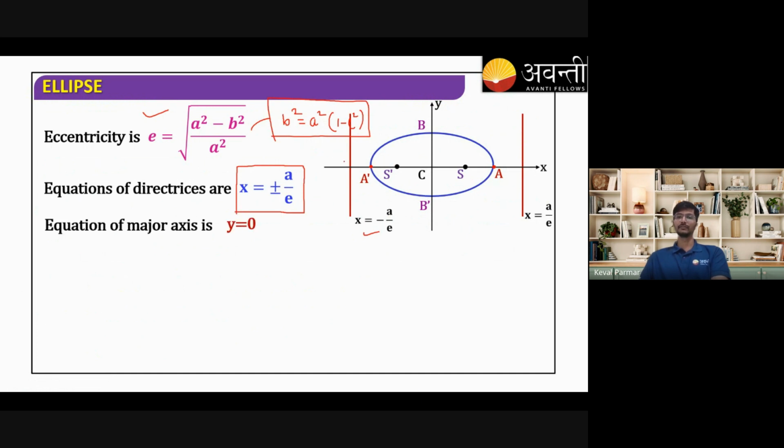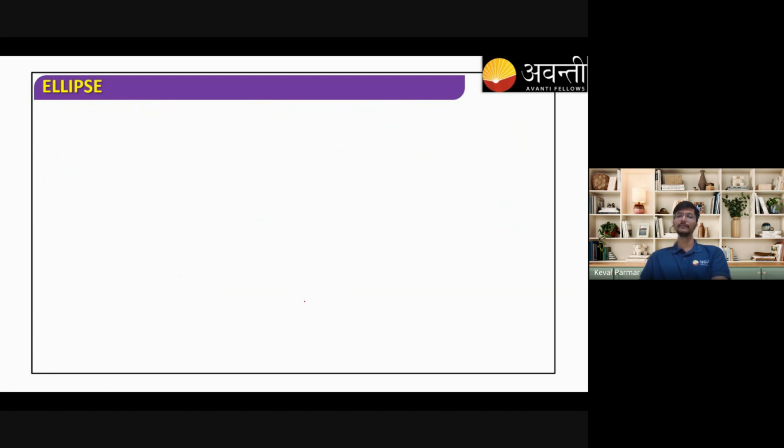Equation of major axis. Here the major axis is the x-axis, so its equation is y equal to 0. Minor axis, y-axis. Length of latus rectum we already saw: 2b square by a.